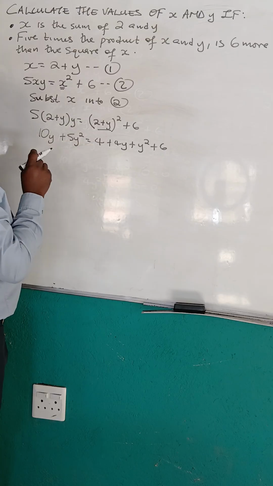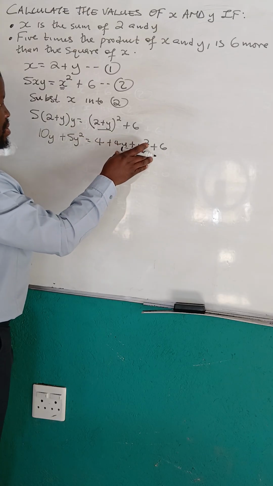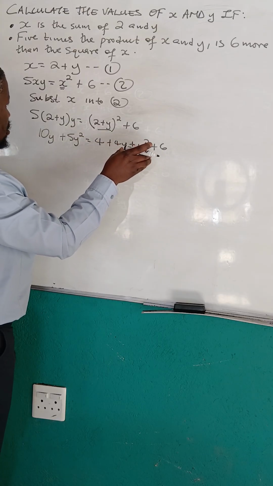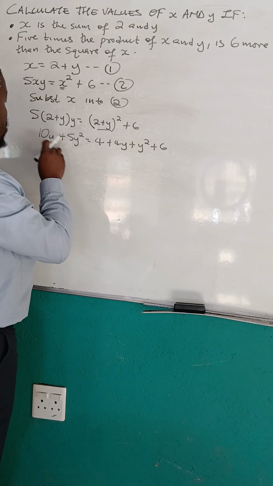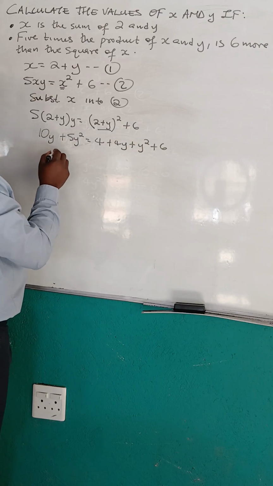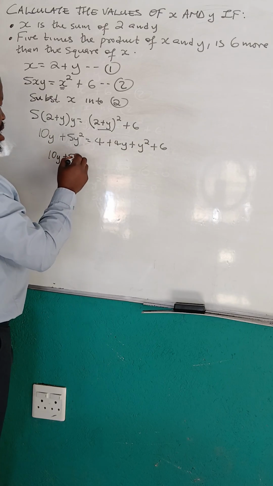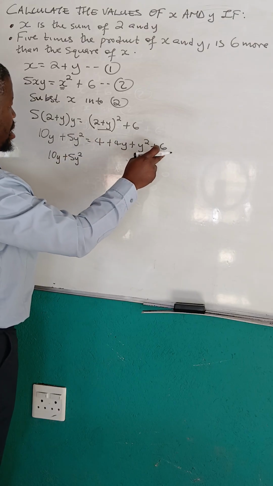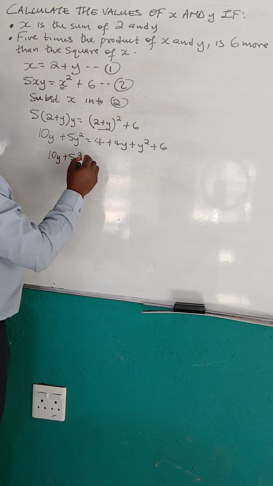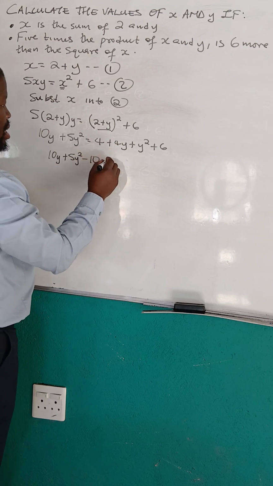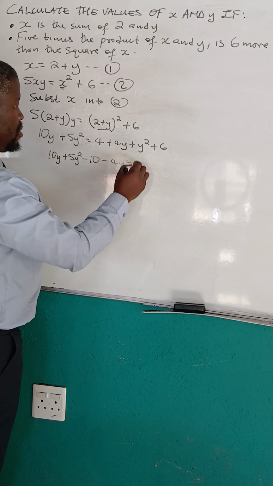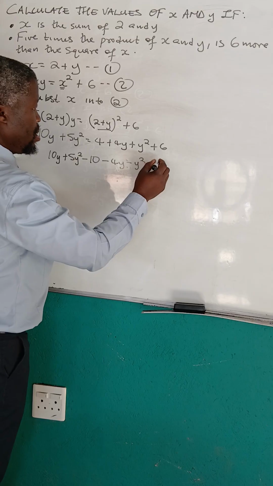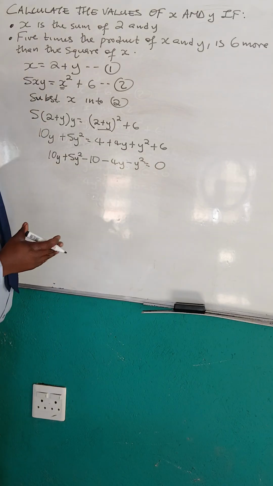Then from there, we'll have to take all the terms on the right hand side and move them to the left hand side. 10y plus 5y squared, 4 plus 6 will give us 10. Brought this side, we get negative 10. Then we get negative 4y, negative y squared is equal to 0. Then we add the like terms.